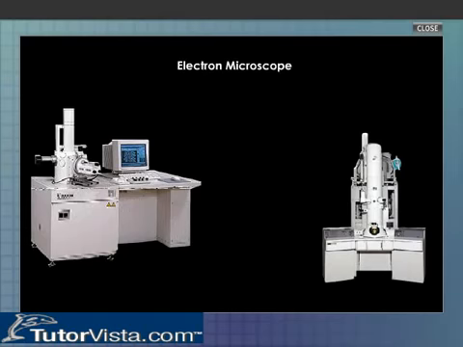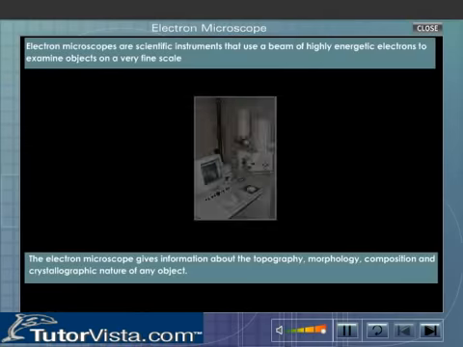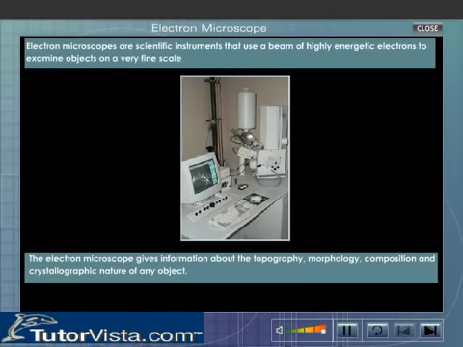Electron Microscope. Electron microscopes are scientific instruments that use the beam of highly energetic electrons to examine objects on a very fine scale. The electron microscope gives information about the topography, morphology, composition, and crystallographic nature of any object.